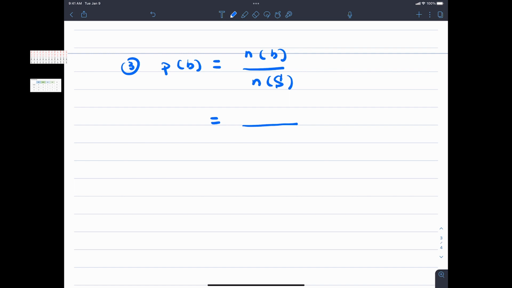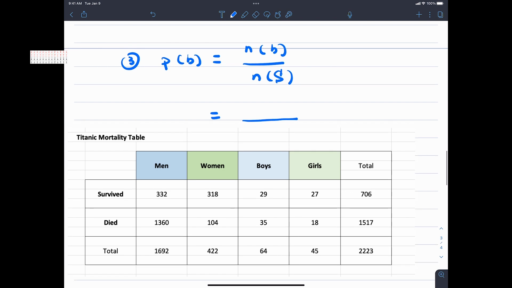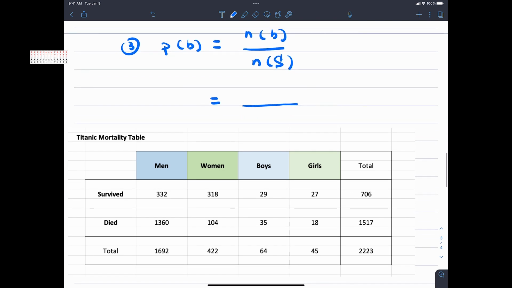How many boys are in this table? We're using the definition. How many boys? That's my numerator. 64 boys. Good. How many people are there? 2,223. Okay, N of S. Easy breezy, lemon squeezy. We're going to approximate this to the nearest what again? Thousandths in the TI.